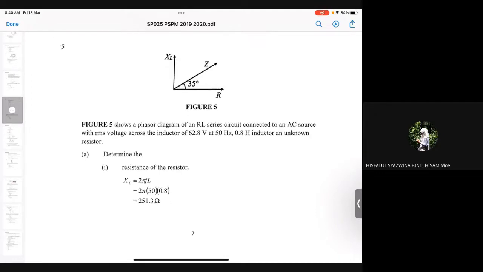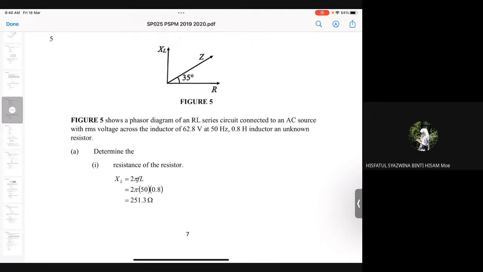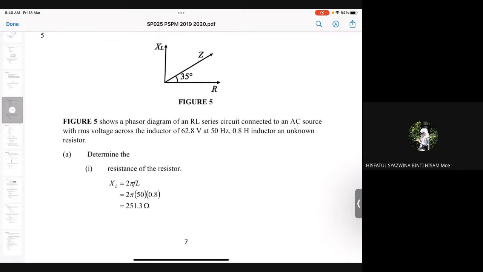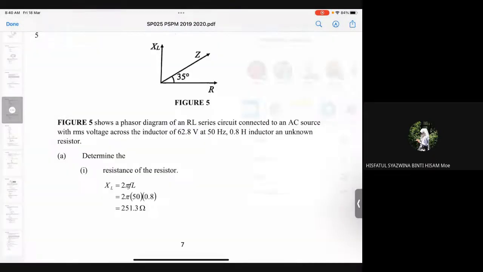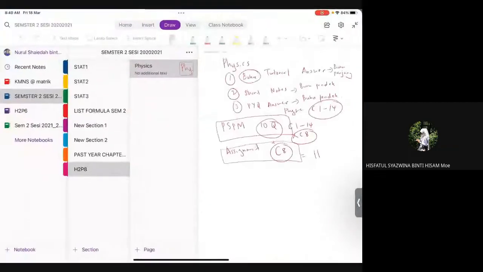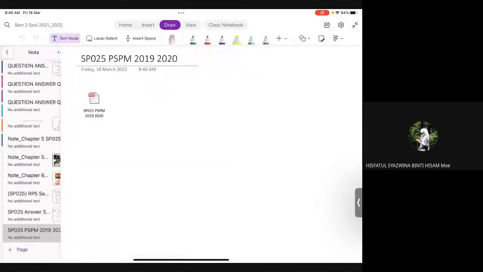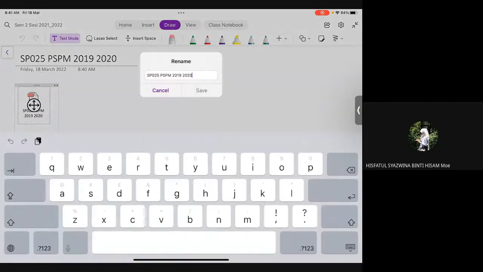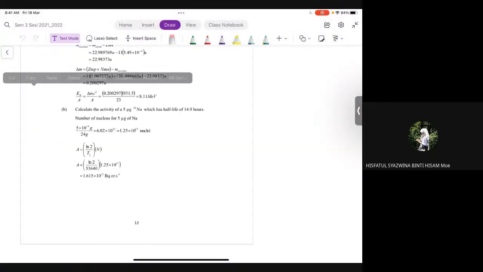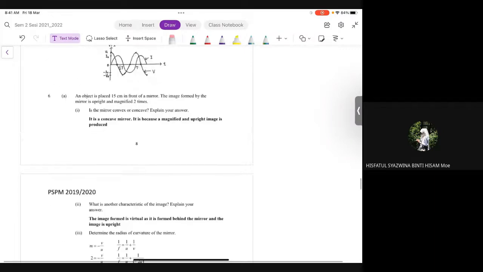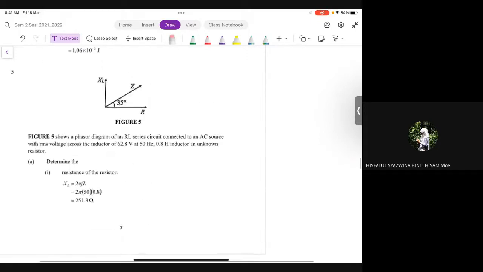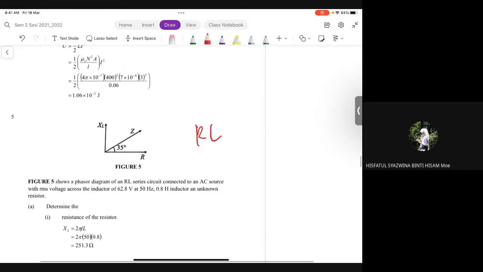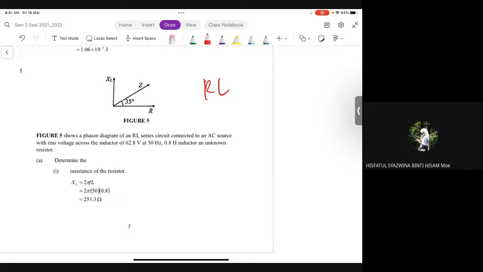Okay, kita tengok ni. Dia bagi apa ni? Dia bagi phasor diagram. Ini case saya akan buka kat sini. 2019, 2020 tak ada. 2020 nanti saya tengok balik mana. Okay. So dia bagi awak adalah case RL. Ini case RL combination. Okay. They give you phasor diagram.